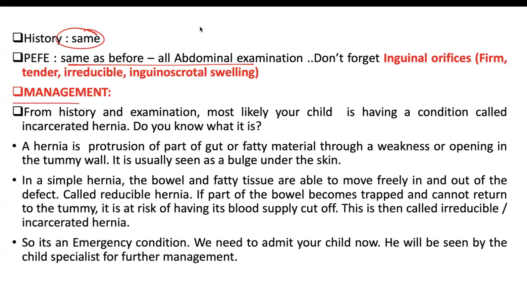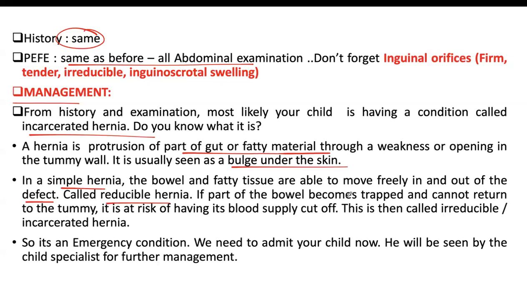So how are you going to manage this? You'll say, from history and examination, most likely your child has got a condition called incarcerated or obstructed hernia. Do you know what it is? No, doctor. Well, a hernia is a protrusion of part of the gut or fatty material through a weak point in his tummy wall. It is usually seen as a bulge or a lump on the skin. In a simple hernia, the bowel and the fatty tissue are able to move freely in and out of the defect, which is called a reducible hernia.